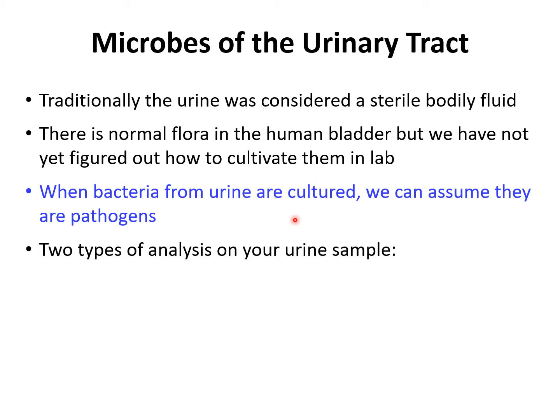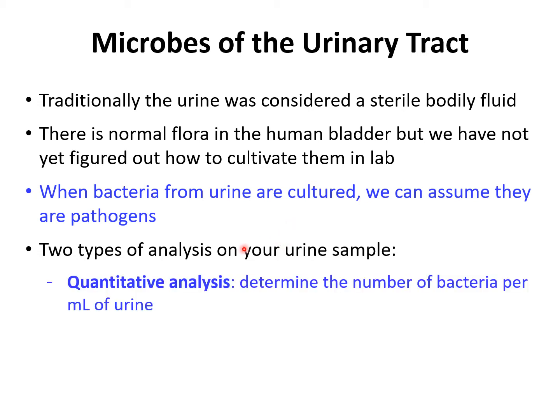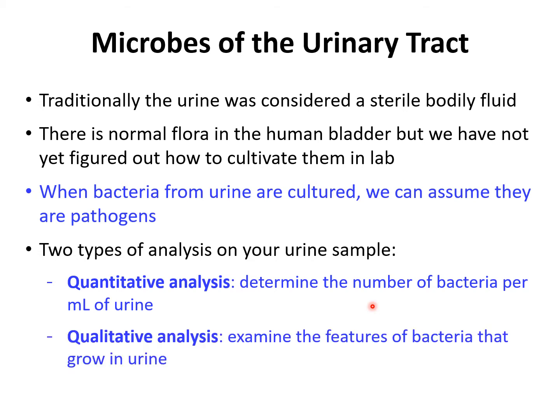And so there are two types of analysis that we do on someone's urine sample. There's quantitative analysis, where we try to figure out the number of bacteria per mL. And how do we do that? Well, we culture the urine on a plate, and we start counting the colonies. We're going to go over that in detail. And then there's also qualitative analysis.